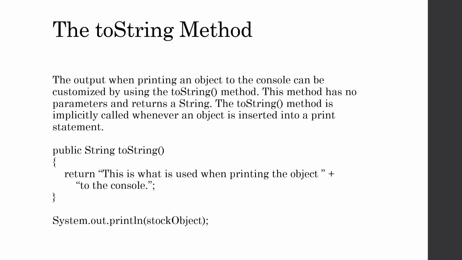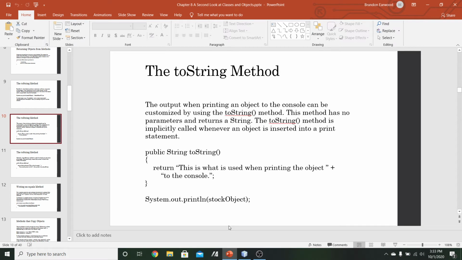So in this case, we're going to put a new method into our rectangle class that's going to be public String because it returns a string, and then we're going to call it toString. And in this one we want to return some meaningful information. So in this example, it's just saying this is what is used when printing the object to the console. And so then when we put our object into a print statement, it will implicitly call the toString method. So we'll go ahead and minimize this, and we'll come over here.